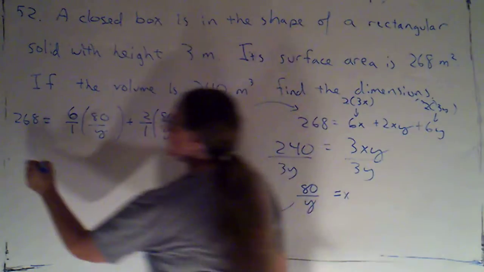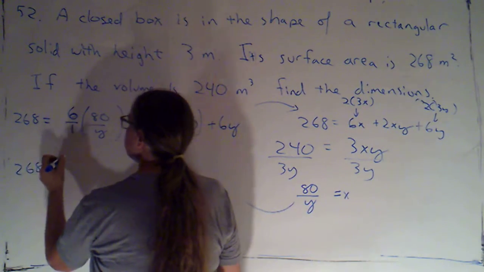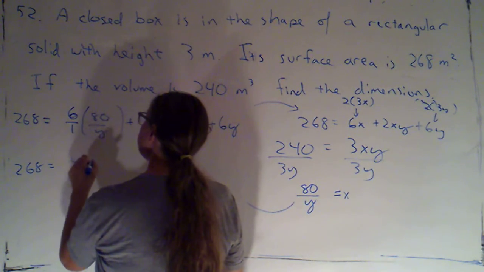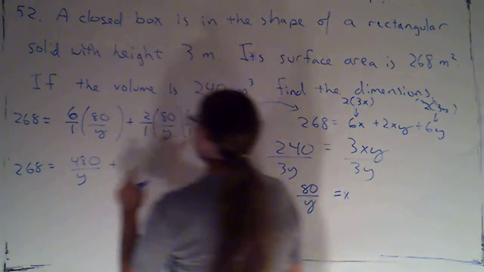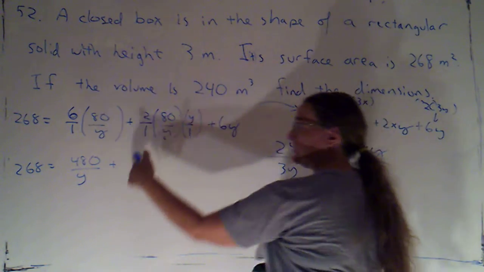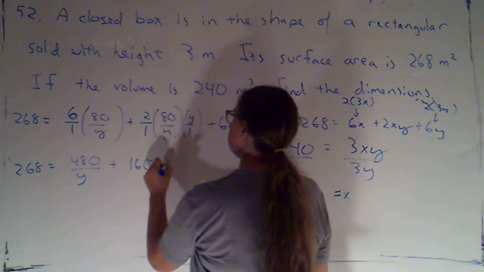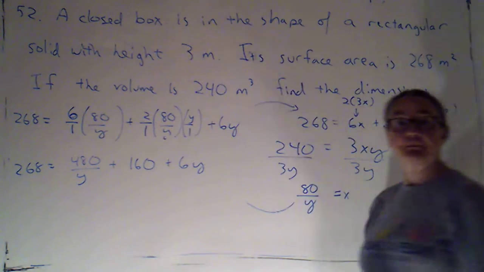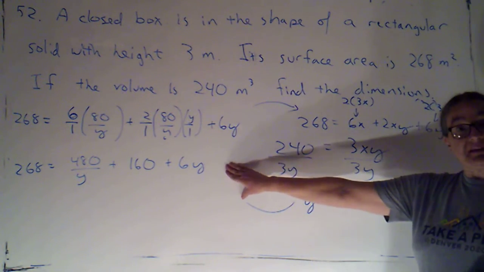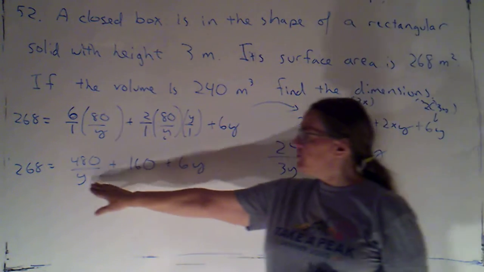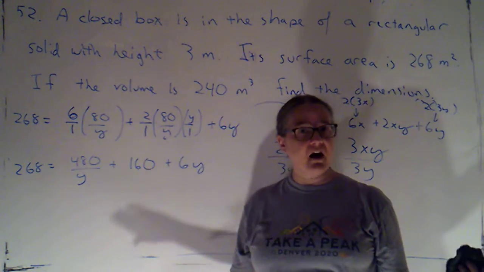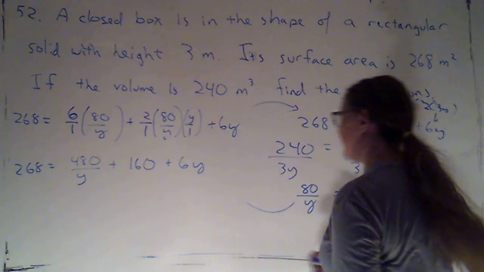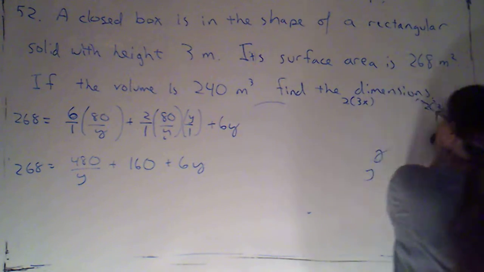Okay, so let's see. That's 268 is equal to 480 over y, plus here these y's cancel, and I get just 160 plus 6y. So I've got this equation. Never too crazy about having variables in the denominator. I want to get them out of the denominator before I can solve this thing.